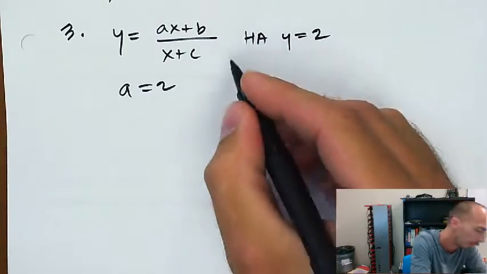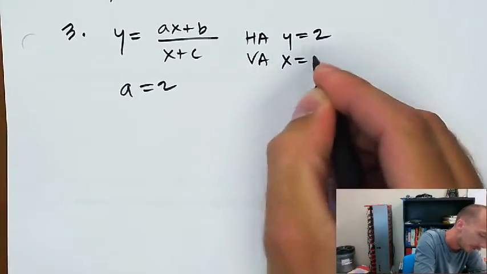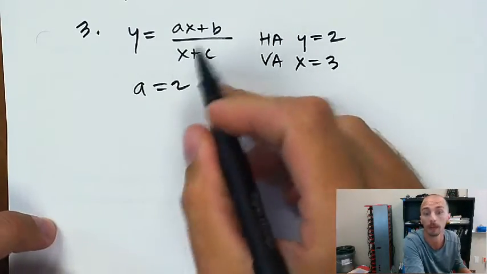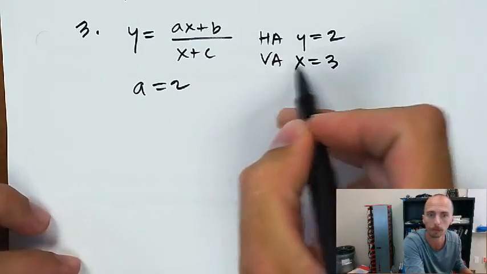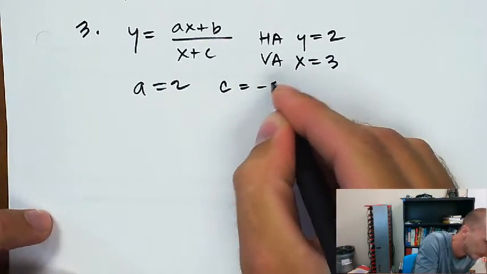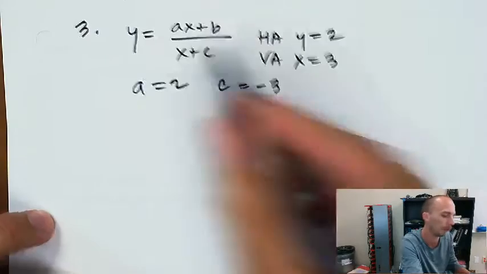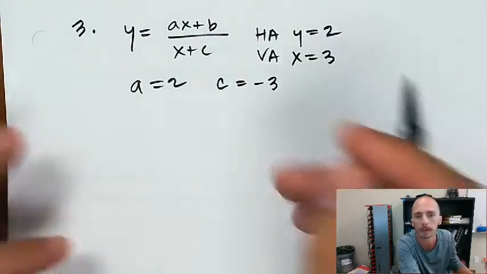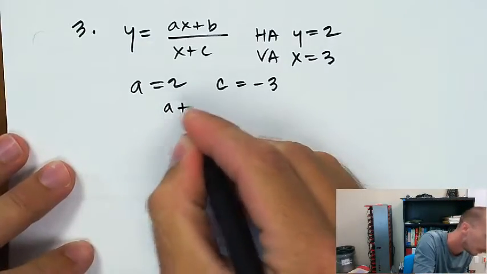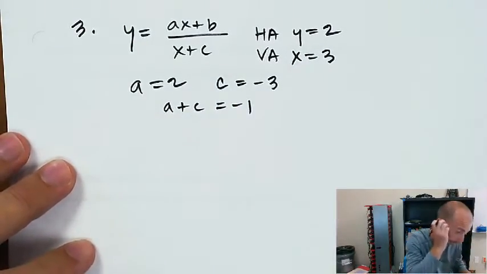Okay, and we have a vertical asymptote at x equals 3, meaning that when we plug in 3 right here for x, that means we have to be dividing by 0. That's what causes division by 0. So I'm going to conclude that c has to be negative 3, right? Because if c is negative 3 and x is 3, then we're dividing by 0. Then a plus c is going to be 2 minus 3. A plus c equals negative 1.